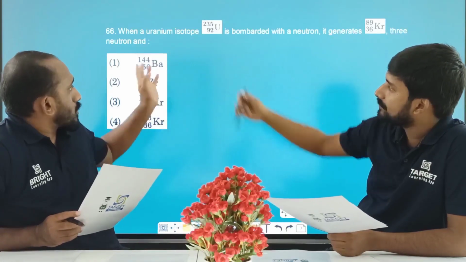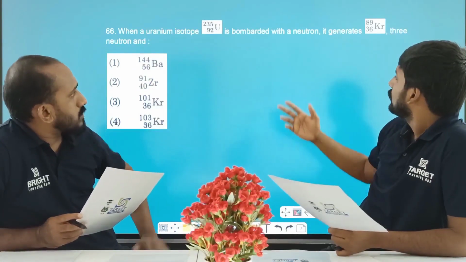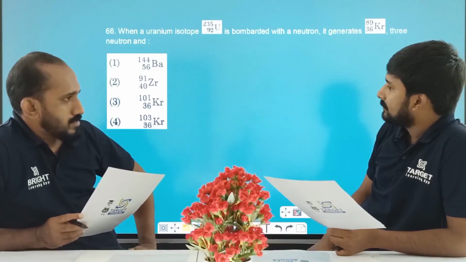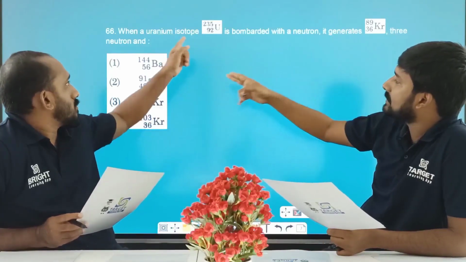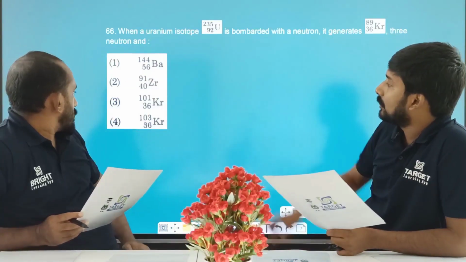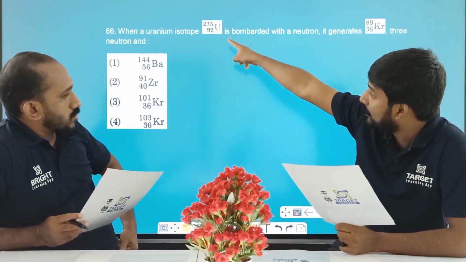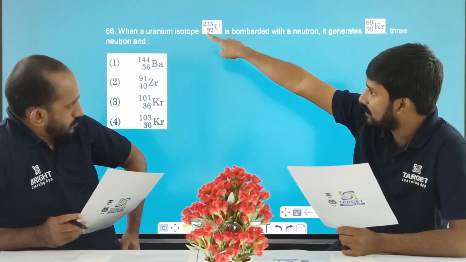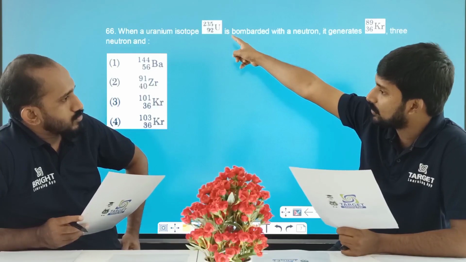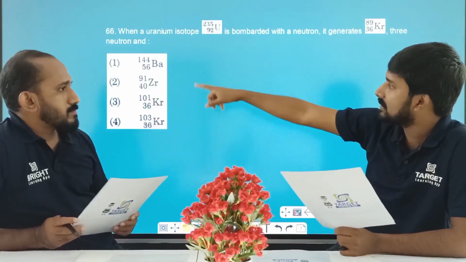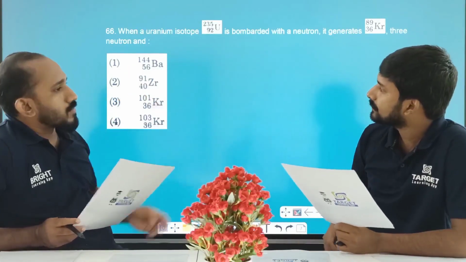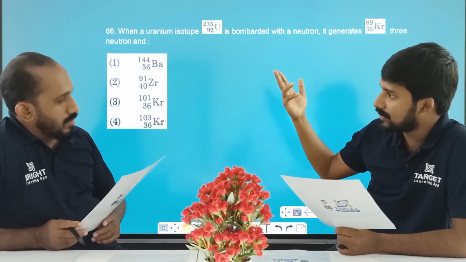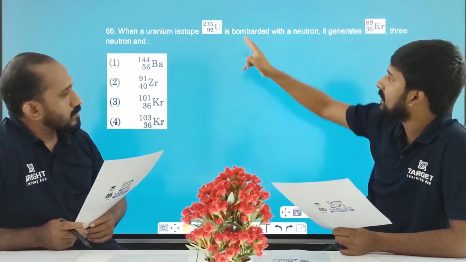Krypton 89 is given there also. So 89 plus 3 neutrons. Only one option has 144 here. One neutron is also there extra, so 1 plus 235 is 236. From the balance, 144 plus 3 neutrons plus 89 should be 236. That's correct. Only one option is there.